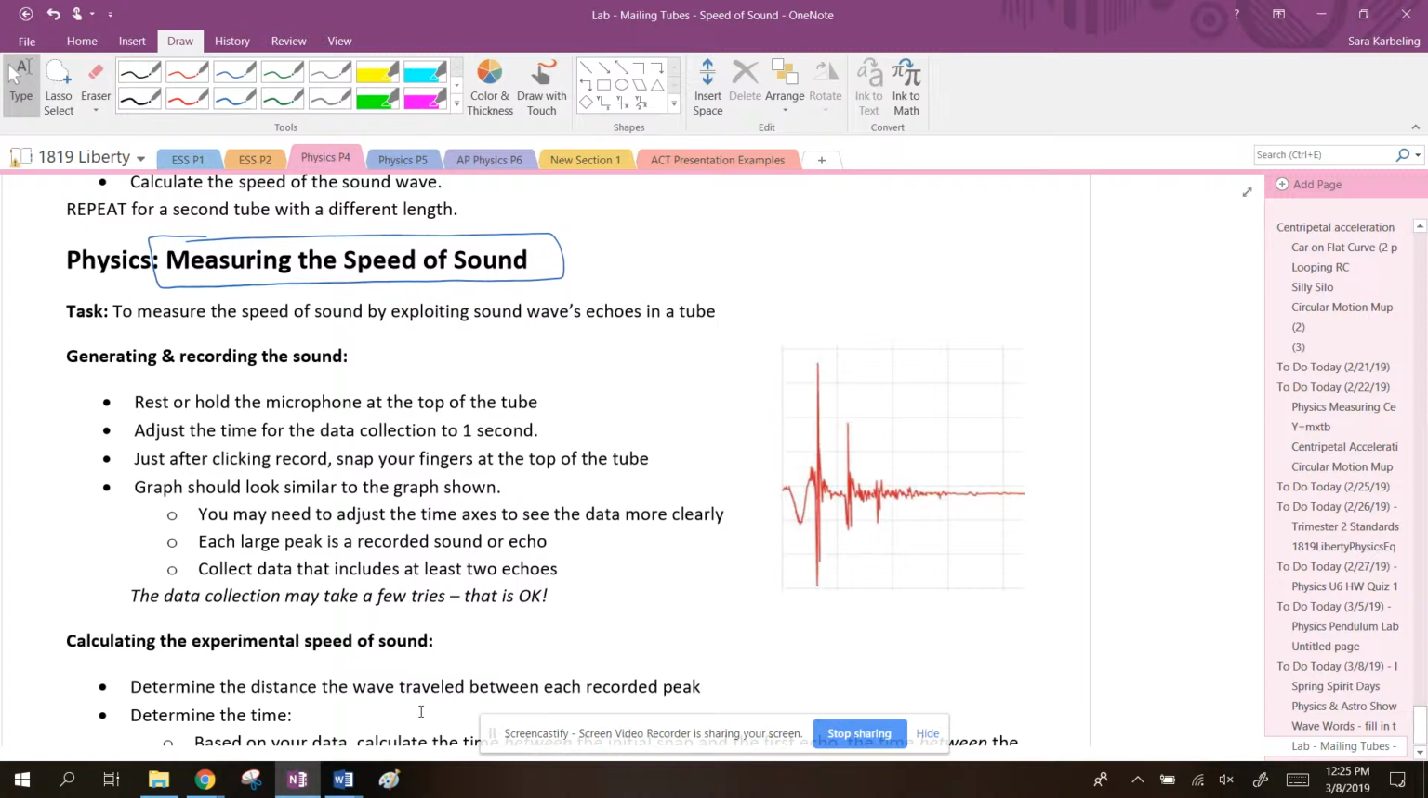You're going to snap and time. So you're finding a time. And what time are you finding? The snap, the first echo to the second echo.